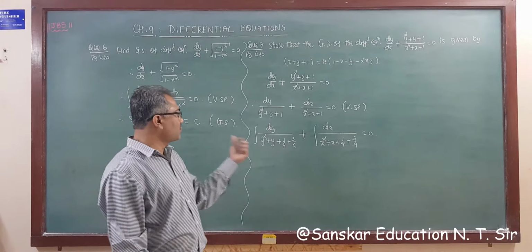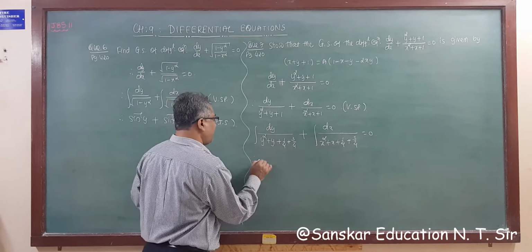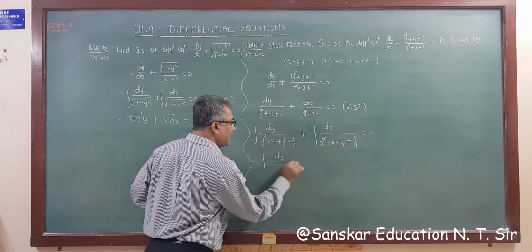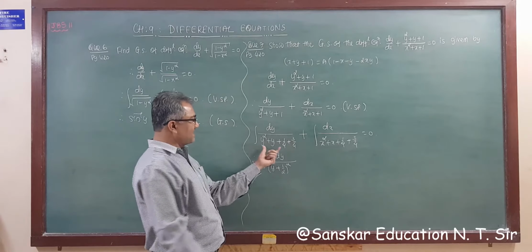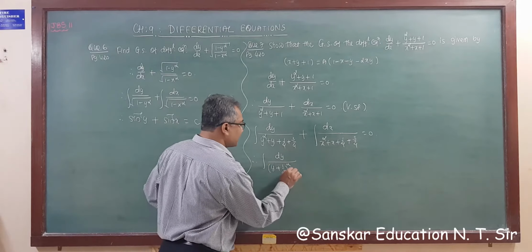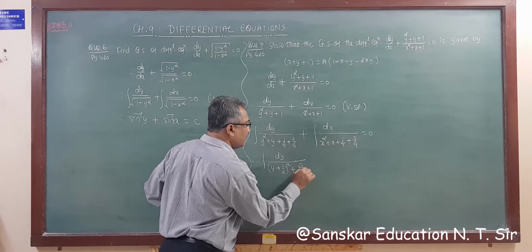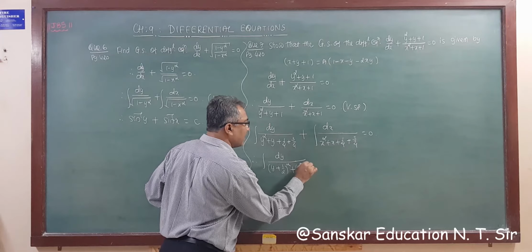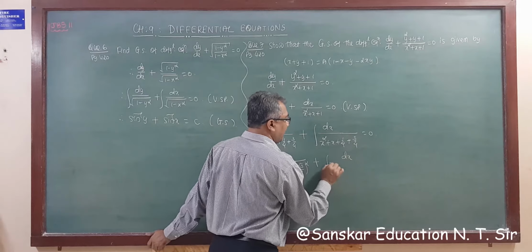Anybody? So this is a perfect square. This is also a perfect square. So we get integration dy upon y plus 1 upon 2 whole square, plus root 3 by 2 whole square, plus integration dx.